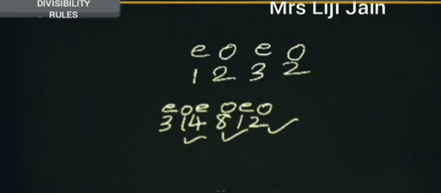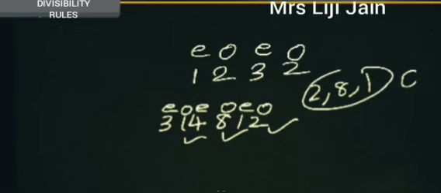Don't think, ma'am, 2 is an even number, then why does ma'am say like this? I'm talking about the odd place and even place, not the odd number or even number. Understood? I am talking about the digits on odd places and digits on even places. In the number 3,14,812, which are the digits on odd places? 2, 8 and 1 are the digits on odd places.